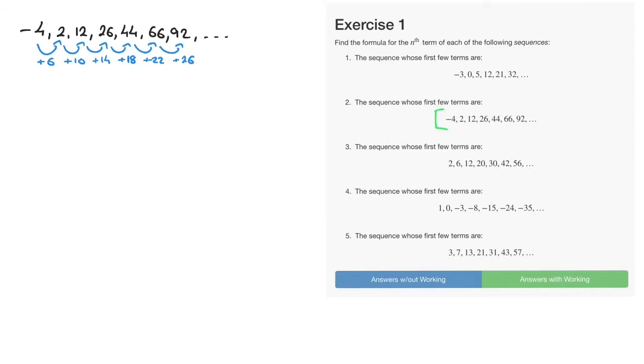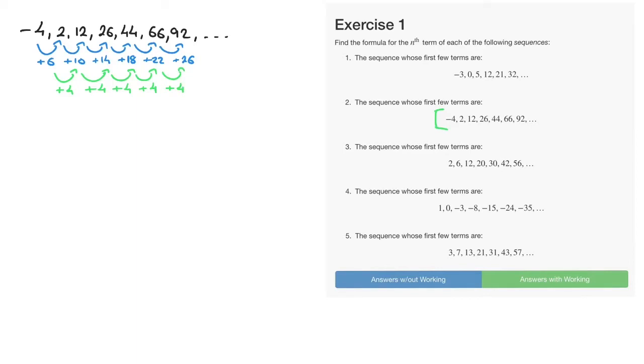Okay, so we can see that the difference isn't always the same between terms, so we look at the second difference. From 6 to 10, we're adding 4. From 10 to 14, we're adding 4. From 14 to 18, we're adding 4. From 18 to 22, we're adding 4. And finally, from 22 to 26, we're adding 4 again.